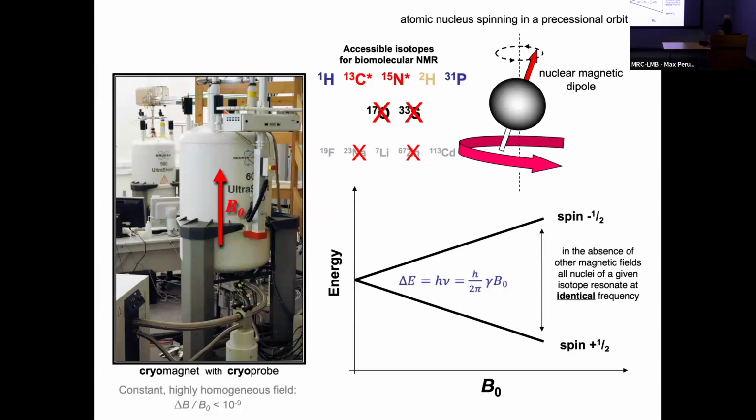When you put the molecules into solution, all of the nuclei of the same isotope will resonate at exactly the same frequency. There is nothing else to tell it to resonate at any other frequency. Because of the quantum mechanical selection rules, it's extremely invariable, and we get absolutely identical frequency in the absence of other magnetic fields.